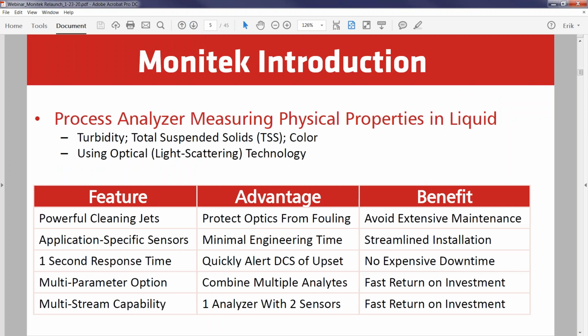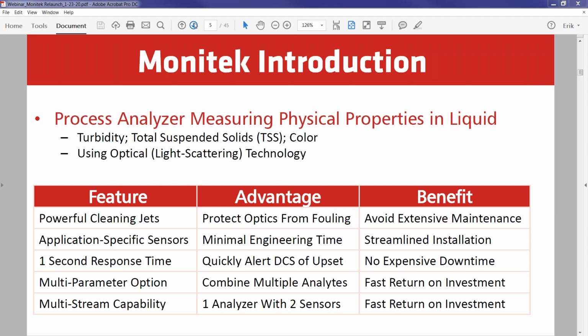So, the introduction. It's a process analyzer measuring physical properties in liquid. There are really two major things that we talk about here: turbidity, or total suspended solids, and color, using optical light scattering technology. Again, this is a light-based measurement that we're using, and Steve will get into how that actually works.